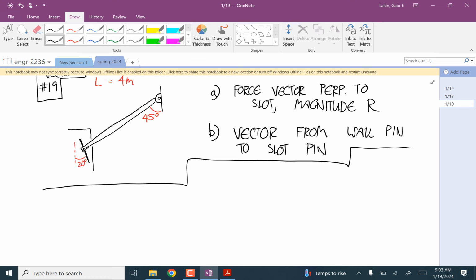It doesn't prevent any translation along the slide. It can just slide freely like that, right? But one thing it does is it restricts motion perpendicular to that slide. Okay, so we know that the force applied to this object is going to be perpendicular to that slide. We just don't know what the magnitude is. Okay, so that's why it would be relevant.